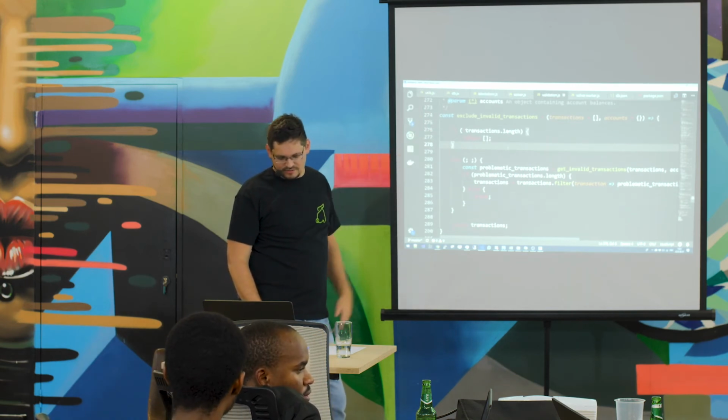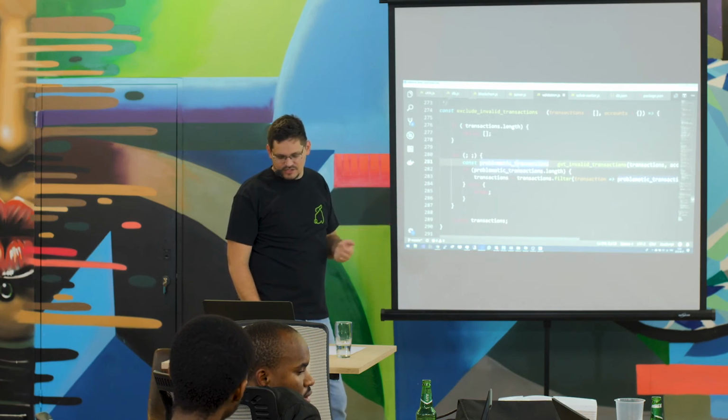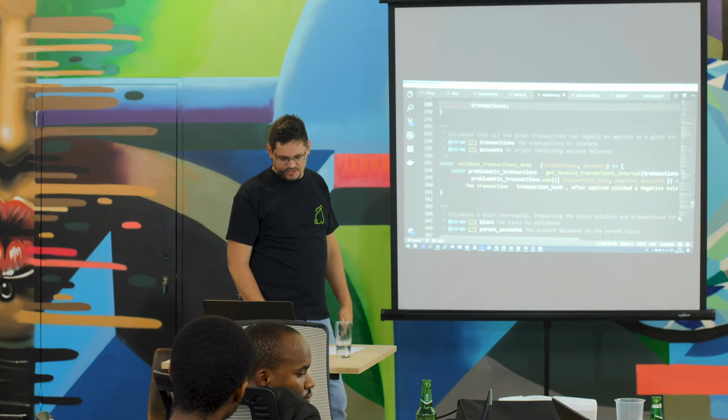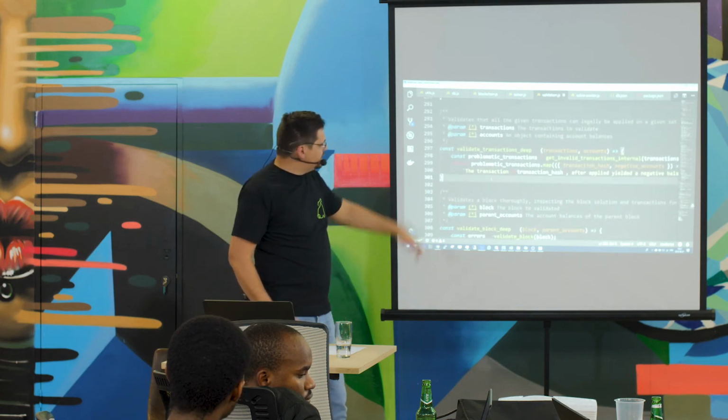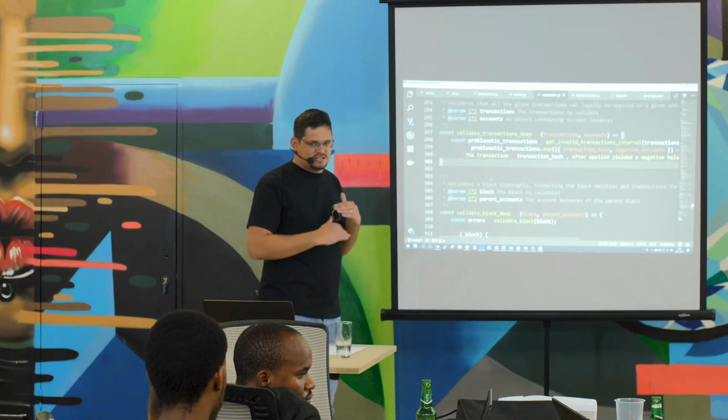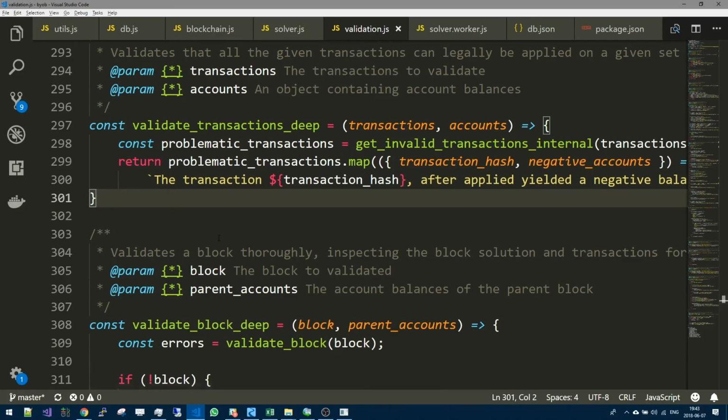And this function does that. It makes a list of the problematic transactions and removes them, returning a new array without those transactions in it. And this validate transactions deep, again, does the same thing. It gives you a list of all the transactions that are invalid. That's for rejecting an entire block, because a block cannot have invalid transactions.